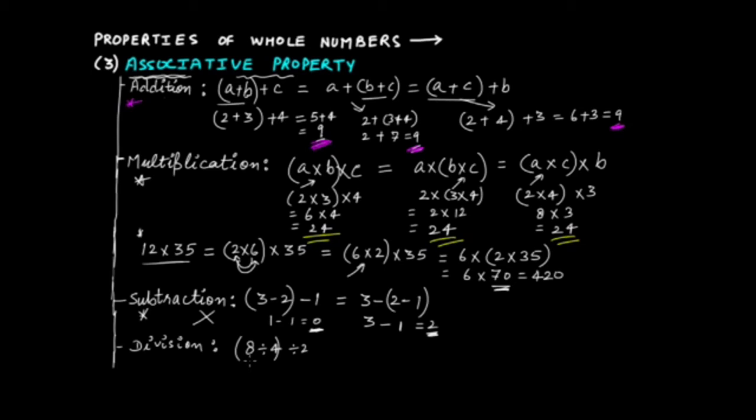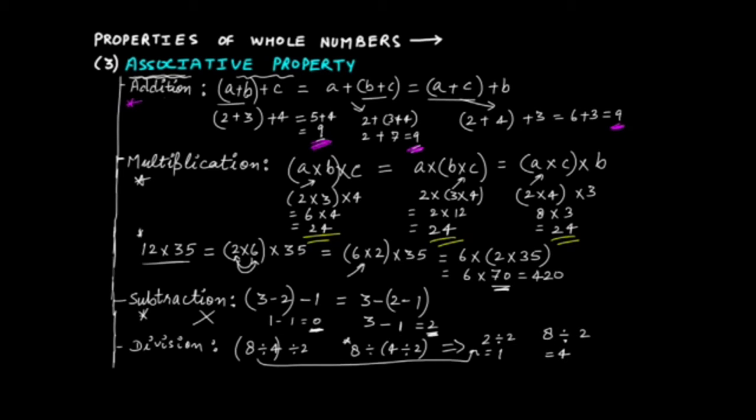8 and 4 were previously grouped together. Now if you group together 4 and 2, are they going to be the same number? So if you divide 8 by 4 first, you would get 2, divided by 2 and you would get the answer 1. Now let's do it for this one. This is 8 divided by 2 and this would give you 4.